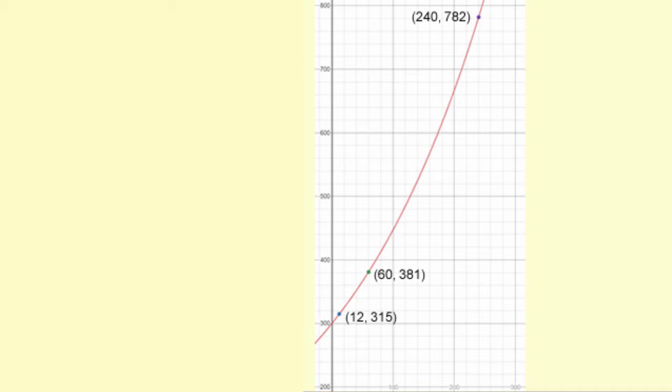So here's a graph for an example of a savings account, initial deposit of $300, and the interest rate is 0.04% compounded monthly. So the input is the number of months, 12, 60, and 240, and the output is the dollar value that you'll have over time. So for example, in 240 months or 20 years, you would have $782 instead of $300.